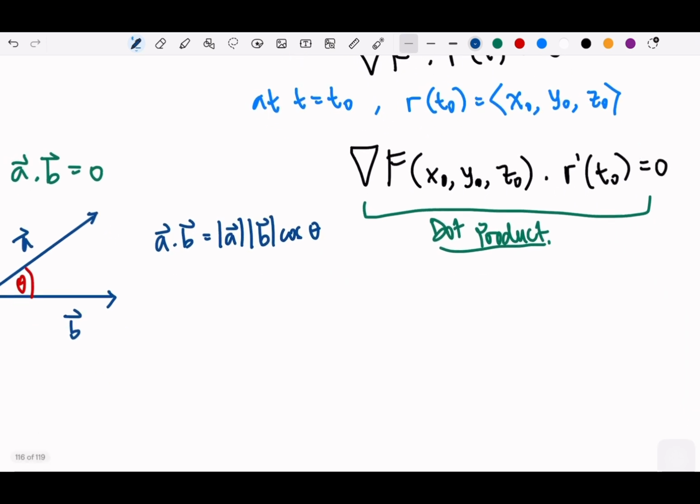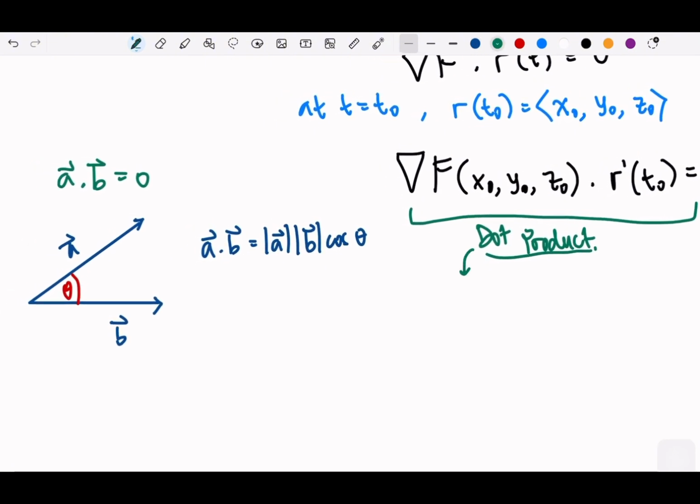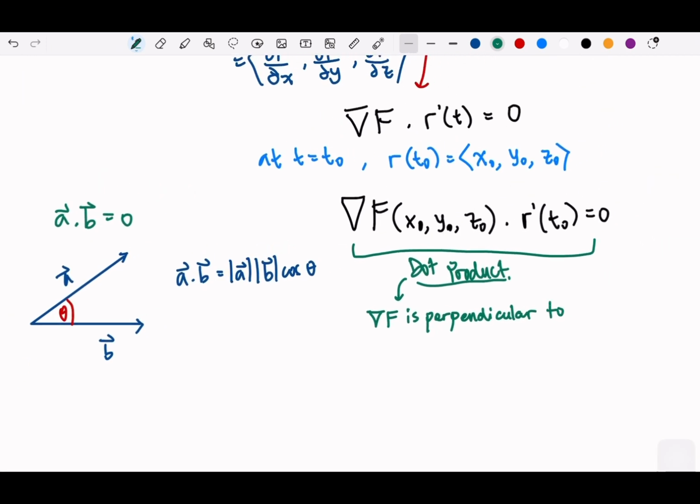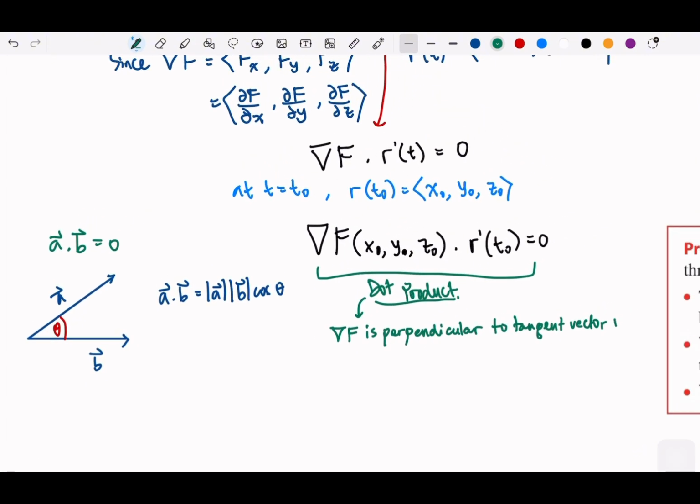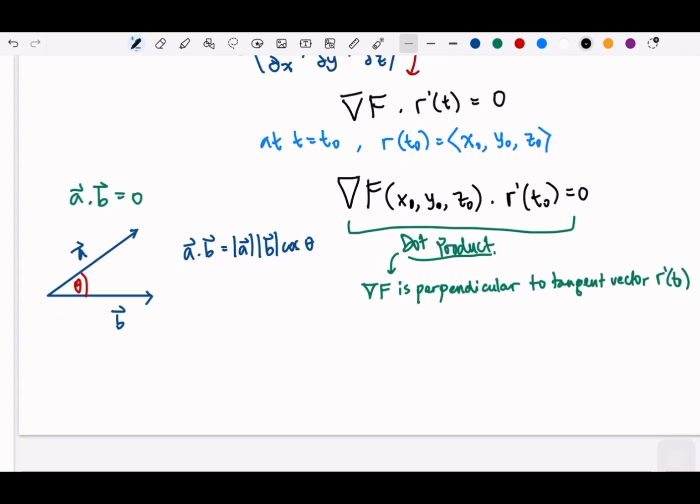So from the dot product conclusion, the del F is perpendicular to the tangent vector r prime t zero. Okay.